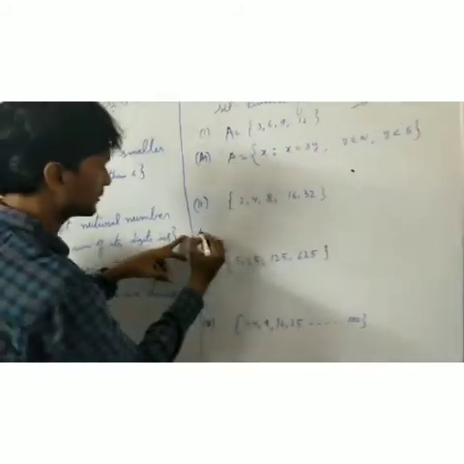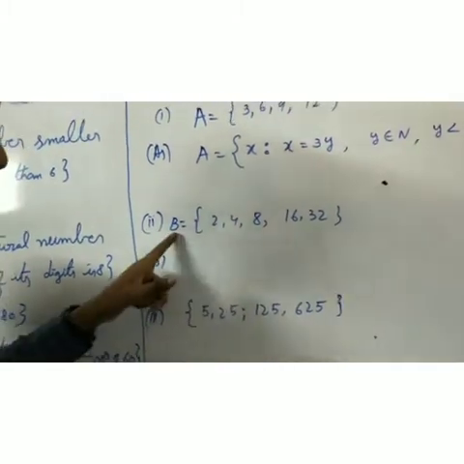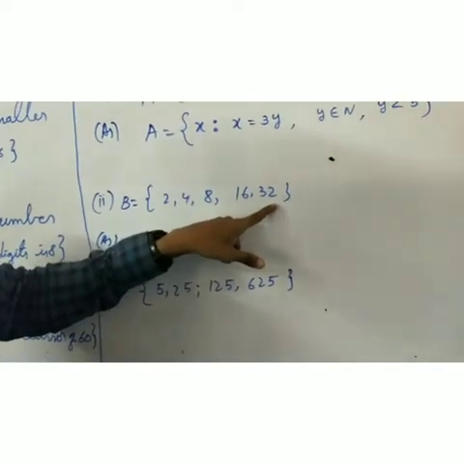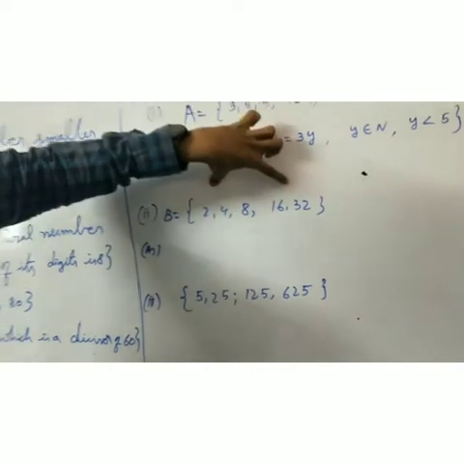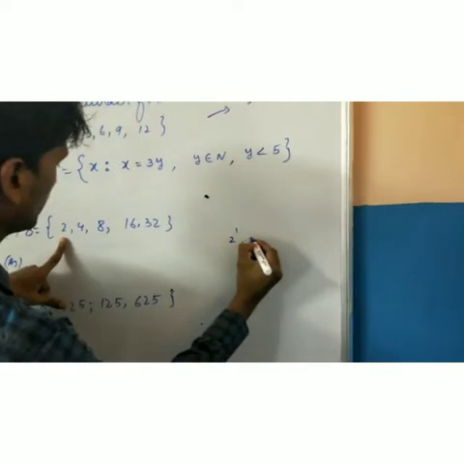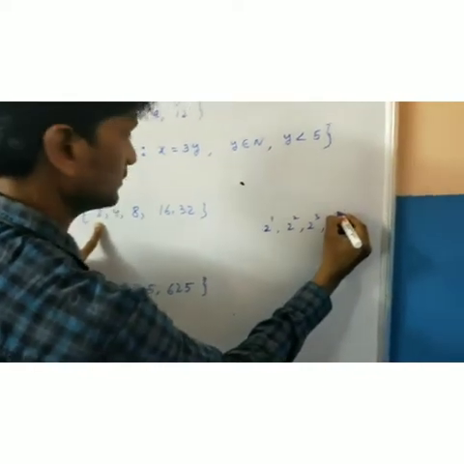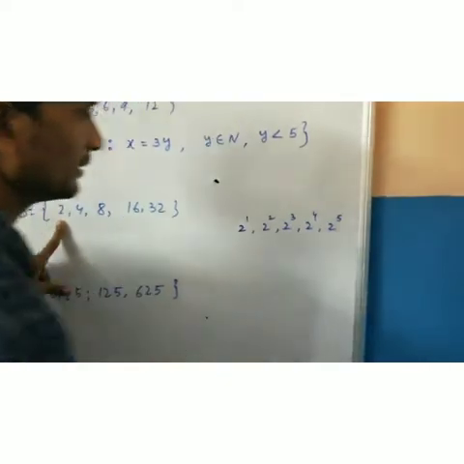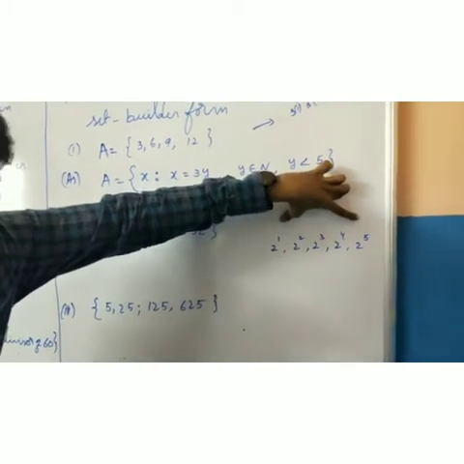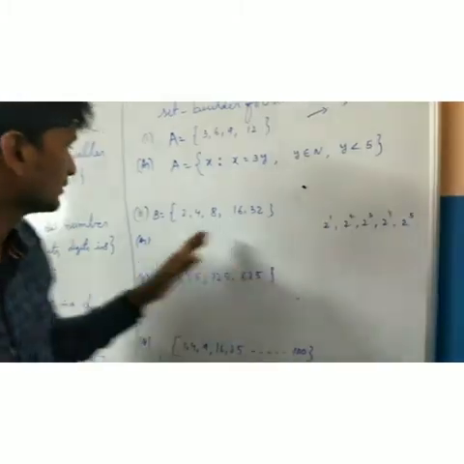Now coming to the second set. Let the set B equal to 2, 4, 8, 16, 32. It is given here, but it is not there in the list. Actually, it can be written as 2 power of 1, 2 square, 2 cube, 2 power of 4, 2 power of 5. Once you observe here, the powers are natural numbers. The base is 2 everywhere, it is common here.